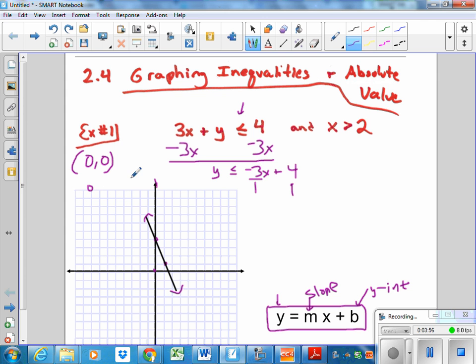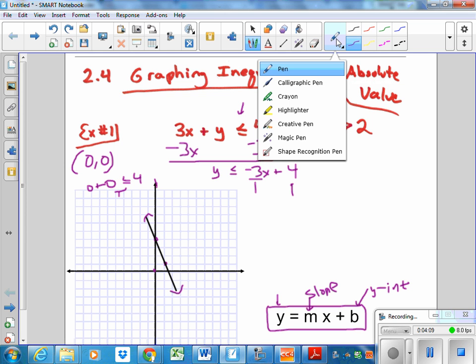Plugging in 0 for x and y, I just see true or false. Is 0 plus 0, which is 0, less than or equal to 4? The answer to that is true. So I shade the 0, 0 side.